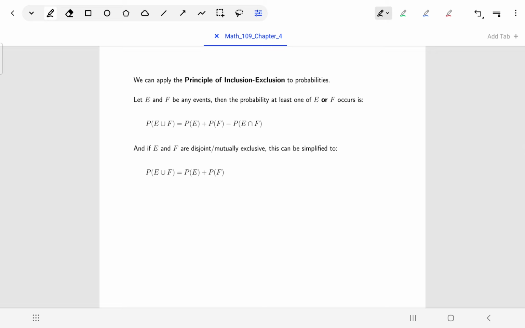And same as before, if you have two things that don't overlap, if E and F are mutually exclusive, then E intersect F would have a probability of 0, so there would be nothing to subtract. So we have a special case here for the inclusion-exclusion principle. What if E and F are disjoint? Well, if you're looking for E or F to occur, it's just the probabilities for E plus the probabilities for F added together.